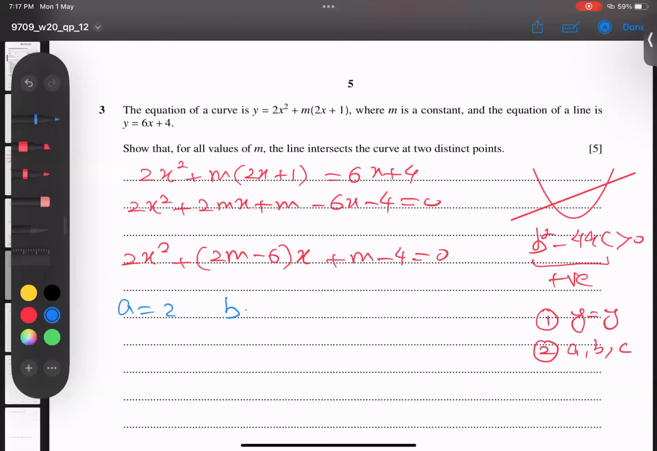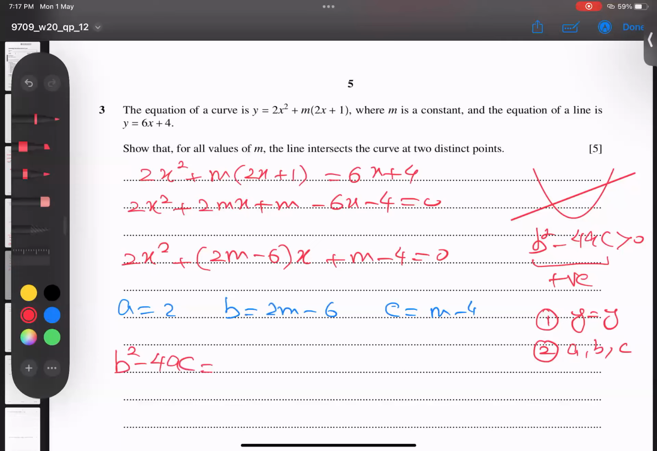B value is 2m minus 6. I suggest, as a teacher, please write this value, otherwise sometimes there is a chance of mistake. Now I don't know what the value of B or C is. I have to find it. So I can't use less or more or equal. No, I will find it.